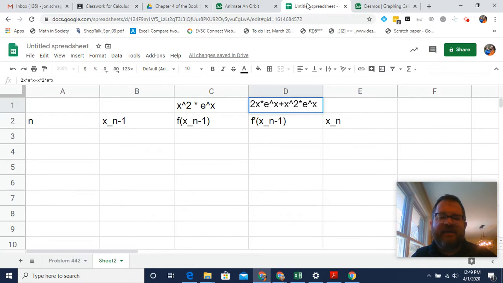Hey, we can even simplify that a little bit. That would be e to the x times the quantity x squared plus 2x. Okay, so you can solve that for yourself and decide that that's correct.